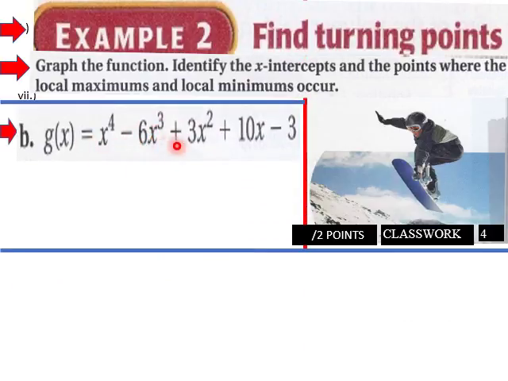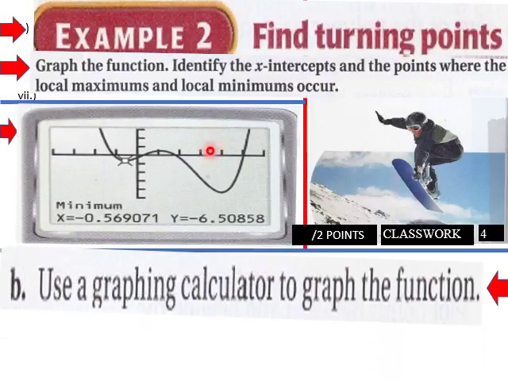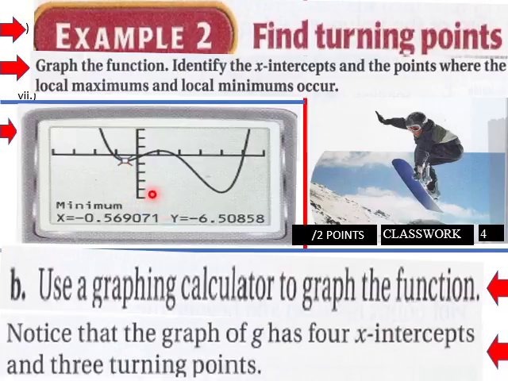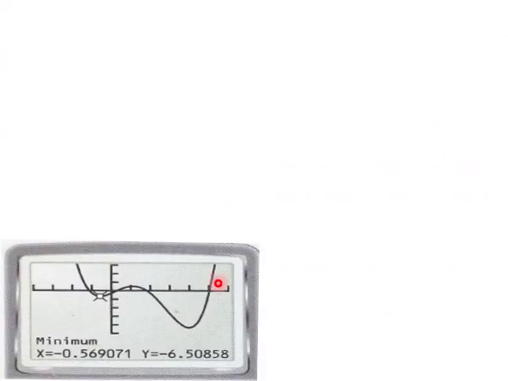Now this one here is a 4th degree polynomial, a little bit more complex here, and then we have when x equals negative 0.5, y equals negative 6, so this will be a local min here. That's a local min. Notice the graph g has 4 x-intercepts, 1, 2, 3, and then 4 over here. And then 3 turning points, 1, 2, 3. So it's quite a bit more complex. It's a 4th degree, so it has n minus 1 turning points.